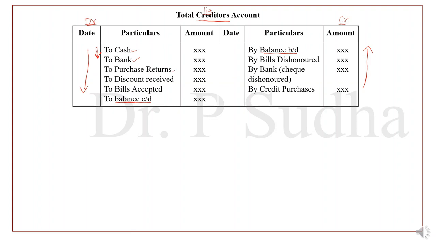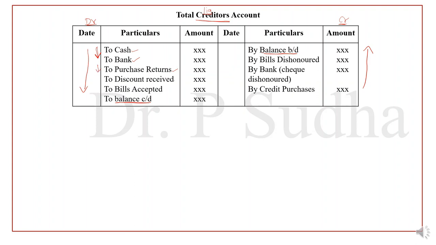Say I return some goods. I purchase 50,000 worth of goods. Then afterwards, we are returning some 1,000 worth of goods. So what happens? Our liability gets decreased to 49,000. So the value of liability decreases. So we are debiting purchase returns.